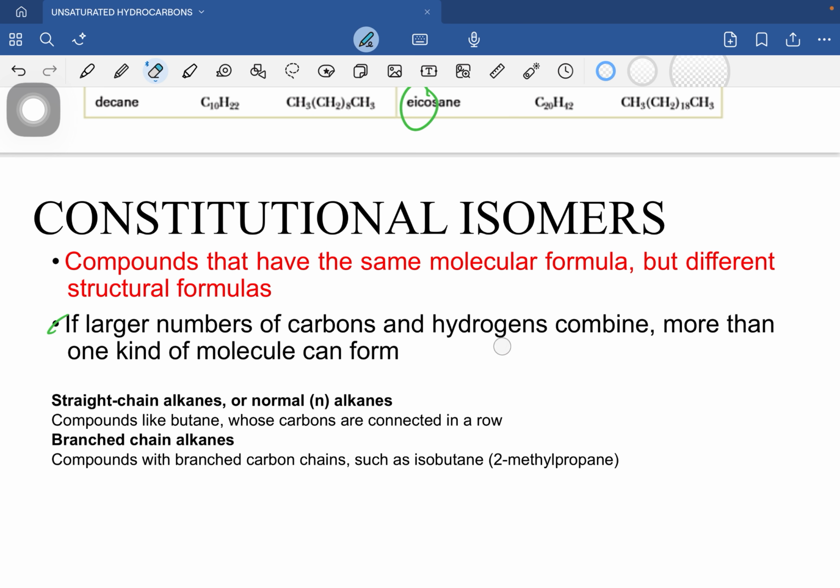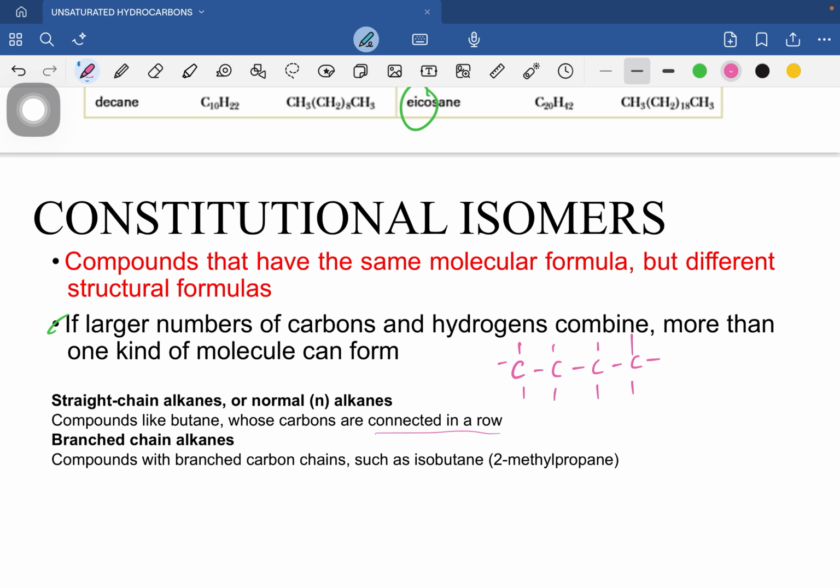So these are compounds like your butane whose carbons are connected in a row. For example, yung pinakita ko kanina, your butane has something like this na structure po. All carbons are connected in a row. So there's no attached substituent in any of the carbons in the butane. So this is your N-butane, or your normal butane.